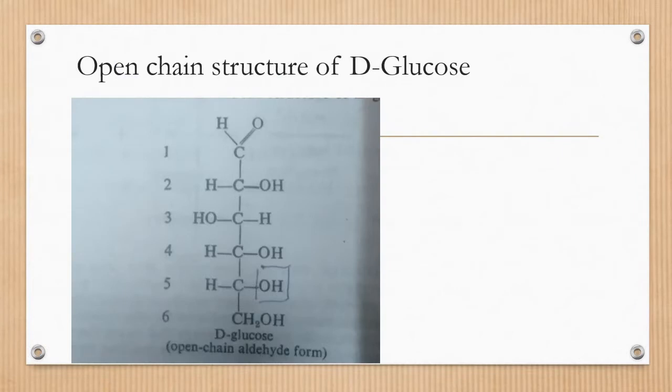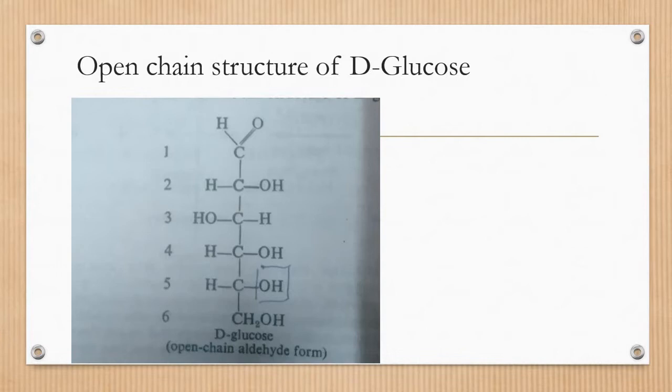Look at this structure. This is the open chain structure of the D-glucose molecule. Glucose contains 6 carbon atoms in its structure. This is the structure proposed by Fischer. This is the two-dimensional representation of the glucose molecule. Here, the first carbon possesses the functional group of aldehyde. The second, third, fourth and fifth, these 4 carbons are chiral carbons of the glucose molecule.